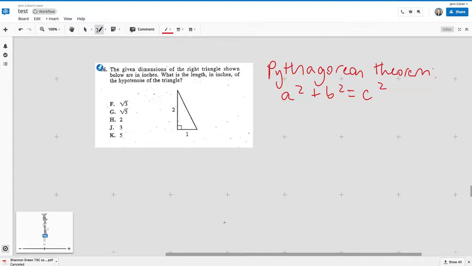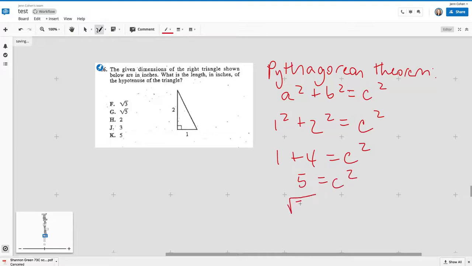So here we have the two legs, and we're just supposed to find the hypotenuse. So that'll be 1 squared plus 2 squared equals c squared. So that's going to be 1 plus 4 equals c squared. 5 equals c squared. Square root of 5 equals c. So G is our answer. Okay.